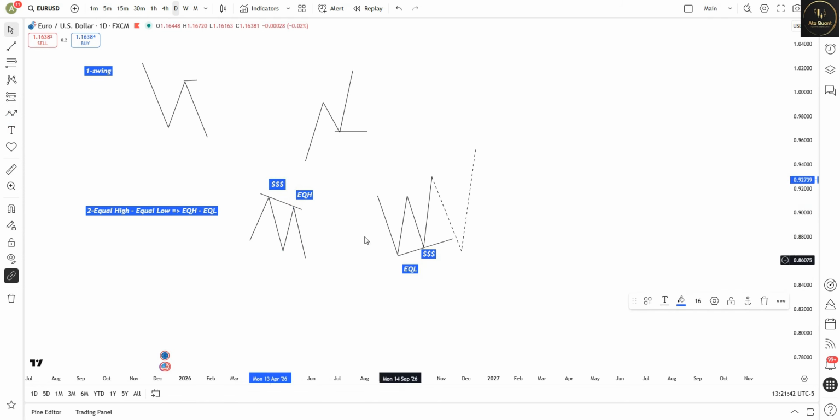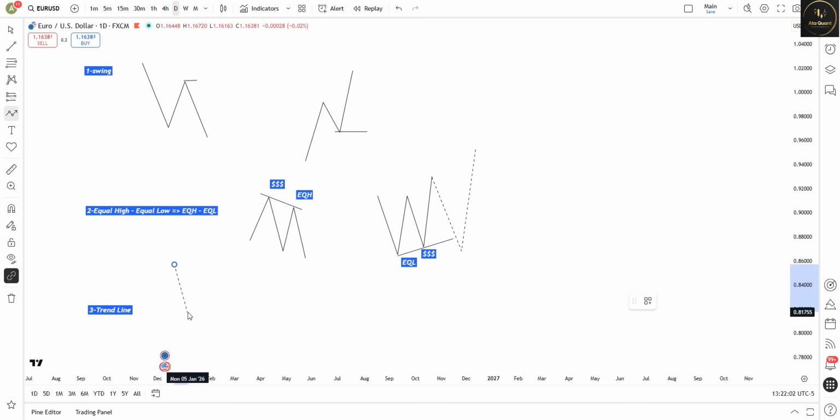This particular one is also an equal high, and this represents the third distinct type of equal liquidity that we frequently encounter, which is trendline liquidity. That is to say, imagine there are more than just two. Suppose you currently have a developing trend, a downtrend in the market.